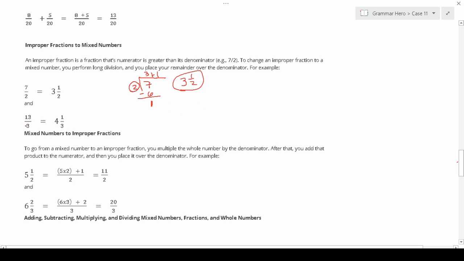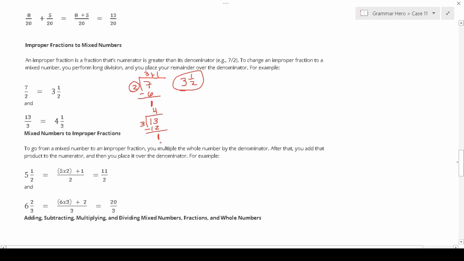Again, numerator is bigger than the denominator, so this is an improper fraction, which we can make a mixed number. To do that, we use long division. I read this as 13 divided by 3. How many times does 3 go into 13 without going over? 3 times 4 is 12. Let's subtract that out. 13 minus 12 is 1.